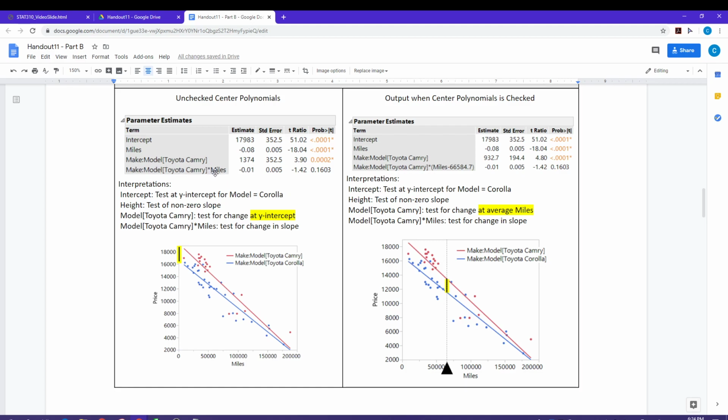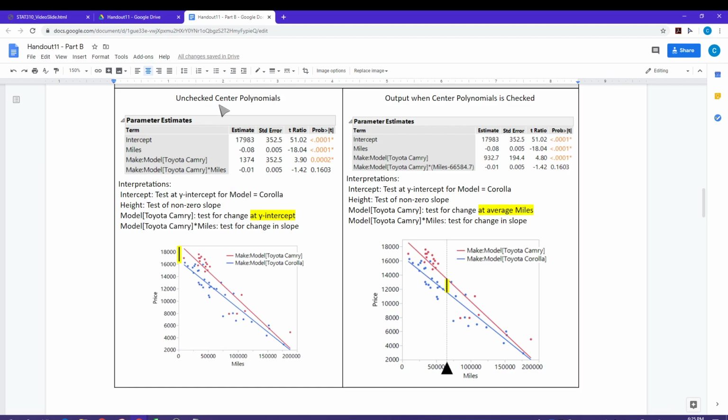There's no difference actually in the output for the last term here. This is the interaction term. You can see that I'm taking the indicator variable and multiplying it by miles. That output is actually the same on both sides. 16.03, 16.03 is the p-value for both of those. The only thing that's different here is the indicator variable. On the left I have 1,374, but over here I get about 932.